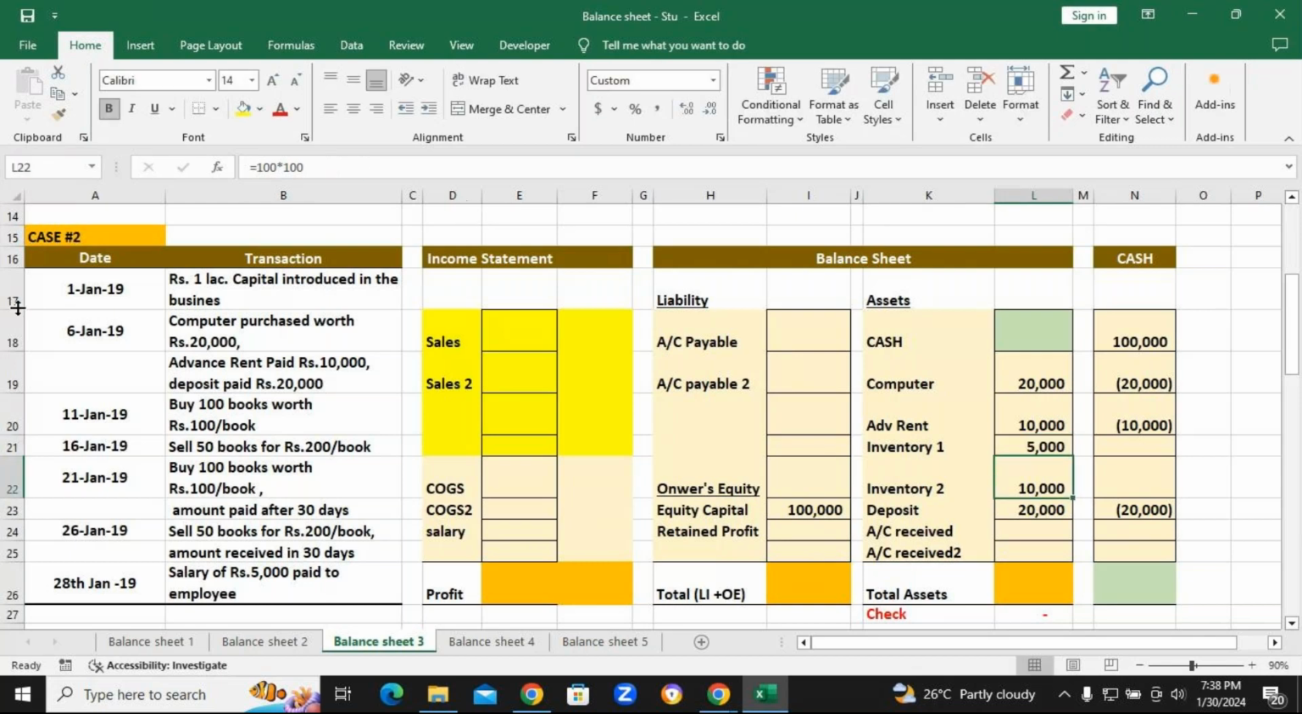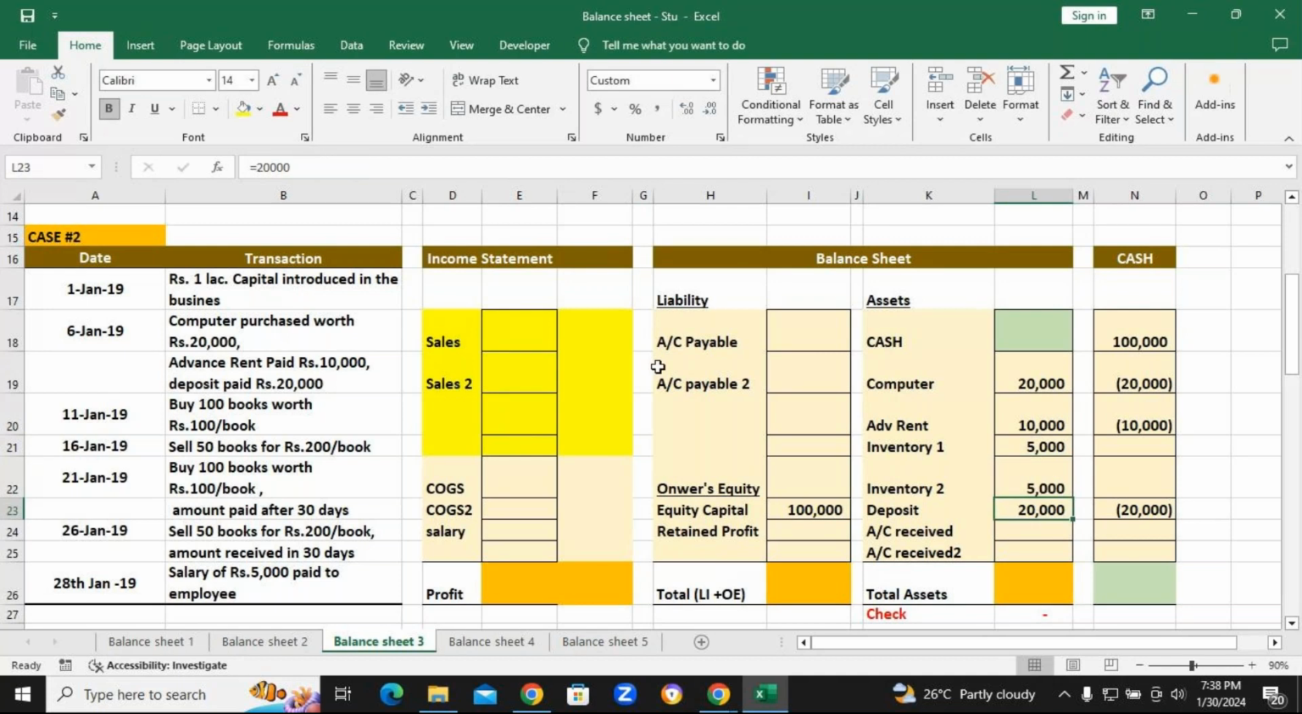Coming to the second inventory, here also I need to show it in brackets. So the second time I have bought 100 books at the rate of 100 rupees per book, minus the second time I have made the sales, that is 50 books I have sold at the rate of 200 rupees. Now here I need to show the cost of goods sold. That is 50 books I have sold, and the cost that I have incurred to buy that 50 books is 100 rupees.